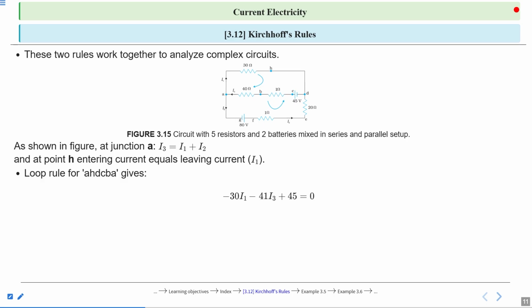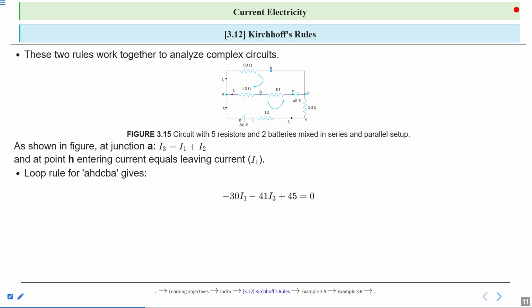So we are moving in the direction of current I1 from point A, and our first meeting is with the 30 ohm resistor. Now we are moving in the direction of current, so minus 30 I1. I1 is the current that is flowing through that resistor. So what is the potential drop according to Ohm's law? V equal to IR. So here, what will the potential drop across the 30 ohm resistor be?